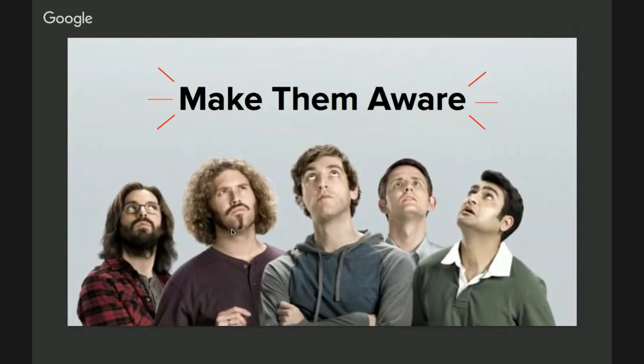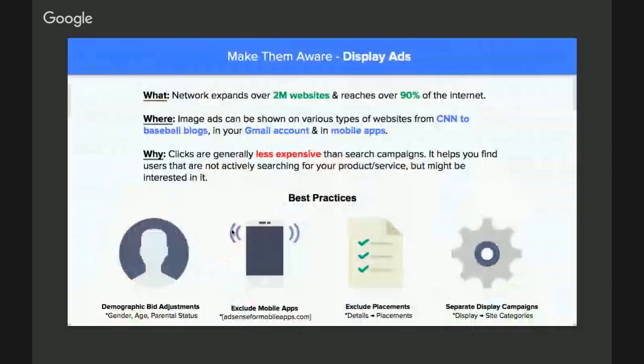So let's start with make them aware. The first thing, the easiest way to make them aware, I guess, is display ads. If you're not aware of what display ads are, they're image and text ads on the Google Display Network. Now, the Google Display Network covers about 2 million websites and reaches over 90% of the internet. It's really not meant so much to drive conversions, but more so to get people to know who you are.